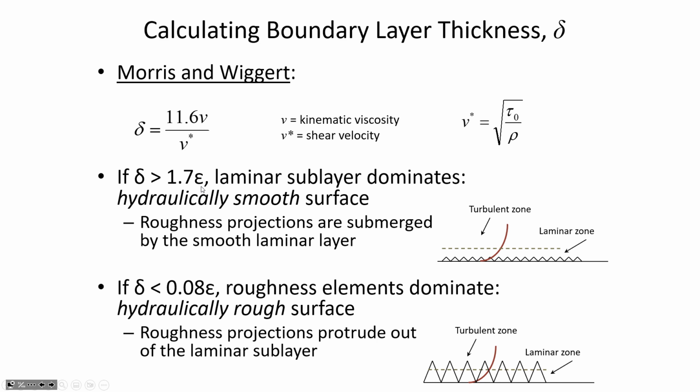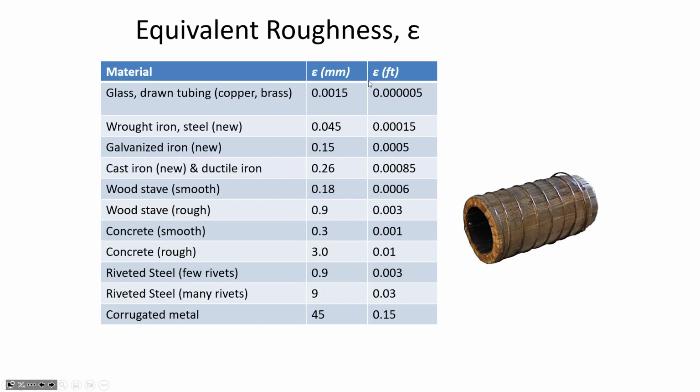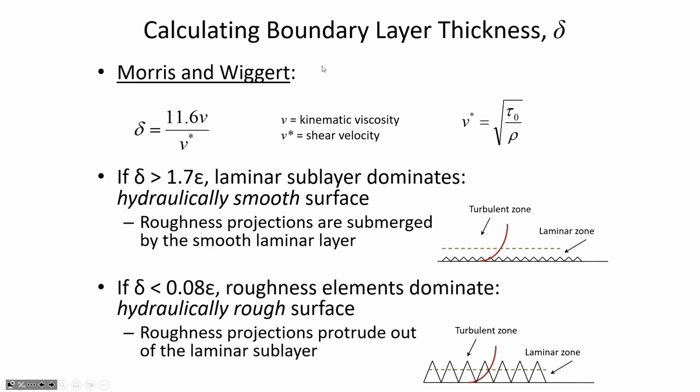So there is a question in the homework assignment where I ask you to apply the Morris and Wiggert criteria. There, you'll look at what the pipe is made out of and find its equivalent sand roughness, epsilon, and then compare that to the boundary layer thickness that you calculate, and then say whether it's hydraulically smooth or hydraulically rough. Any questions about boundary layers or how to estimate their thickness?